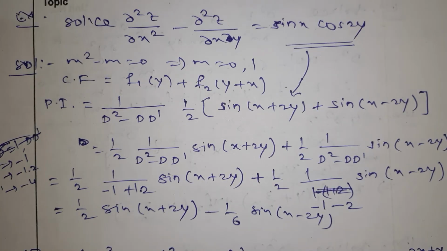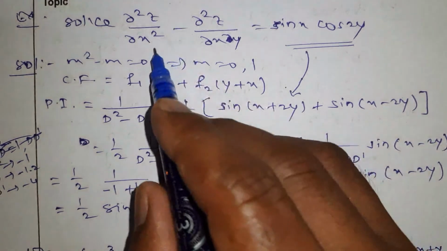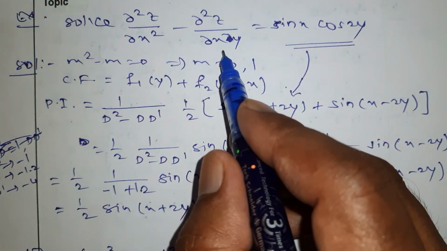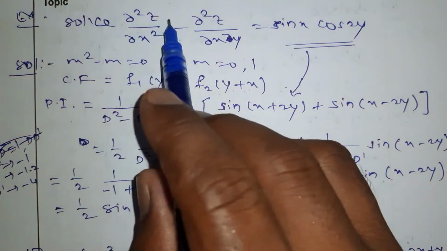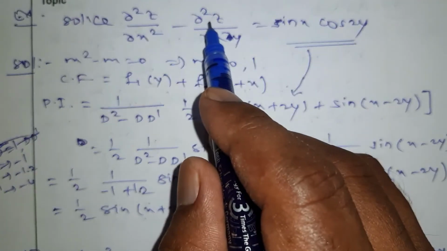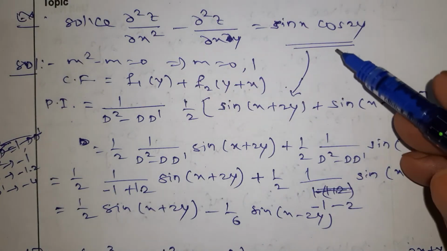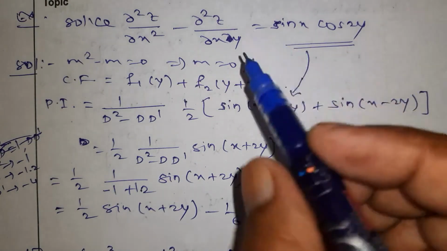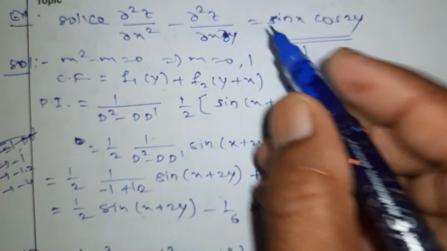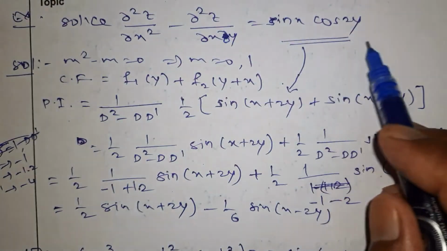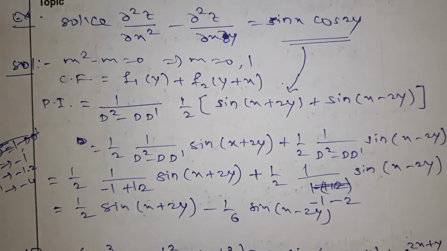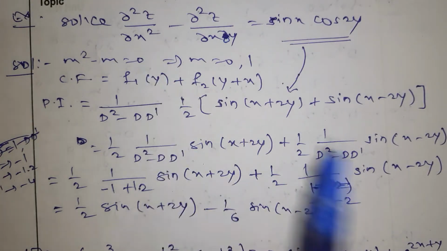Next example is solve ∂²z/∂x² minus ∂²z/∂x∂y equals sin x cos 2y. Now try to reduce it. How do I write it?